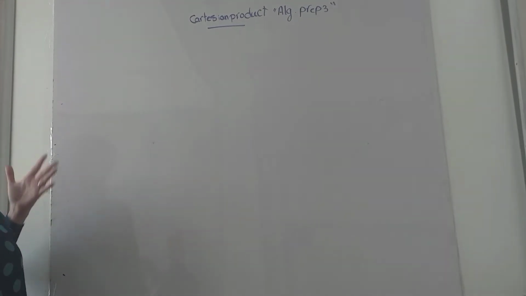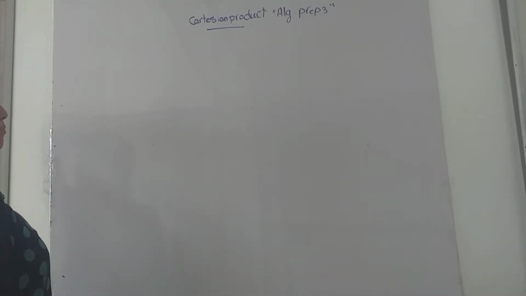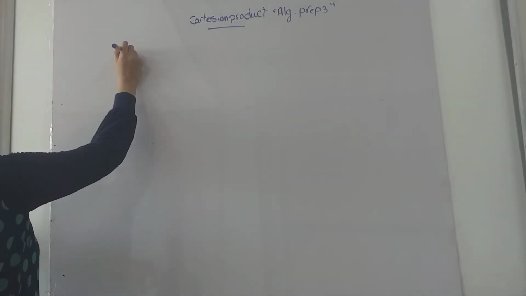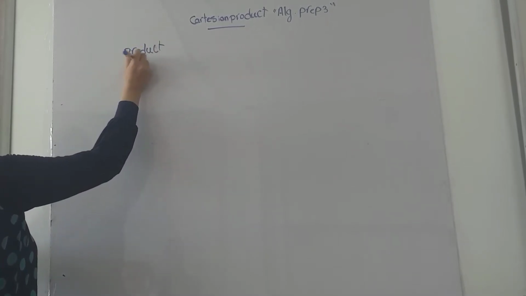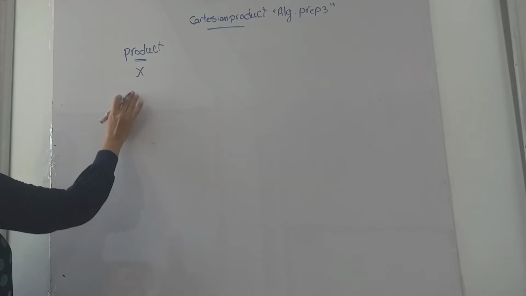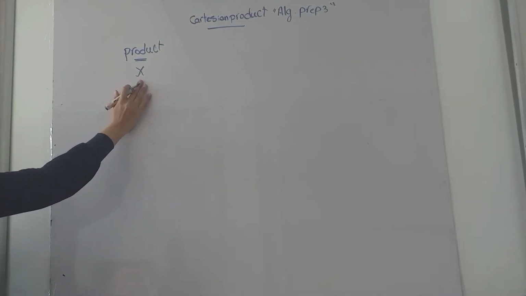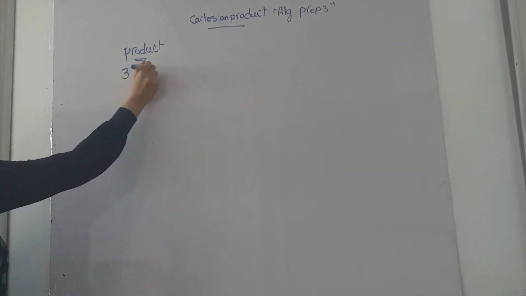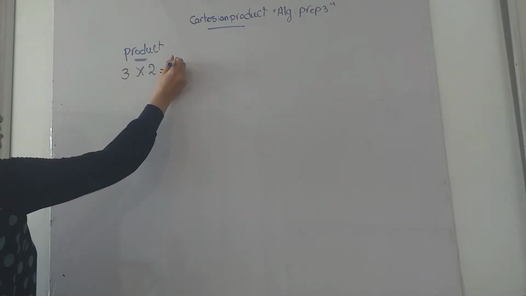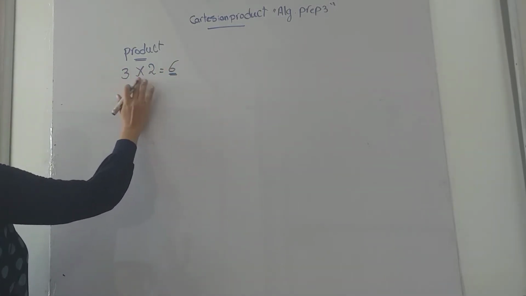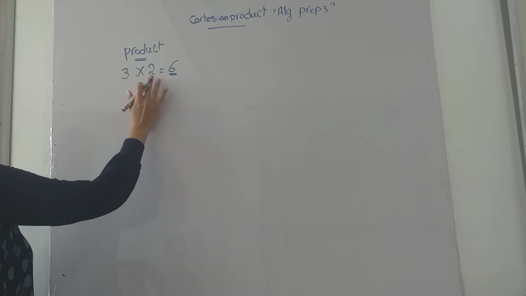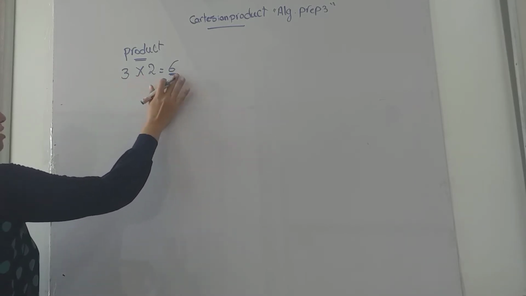First, we talk about the product, not yet the Cartesian product. What is the meaning of product? Product means multiply, or by, or times. 3 by 2, like 3 by 2 equals what? 6. This is an element by element, or number by number, or digit by digit.